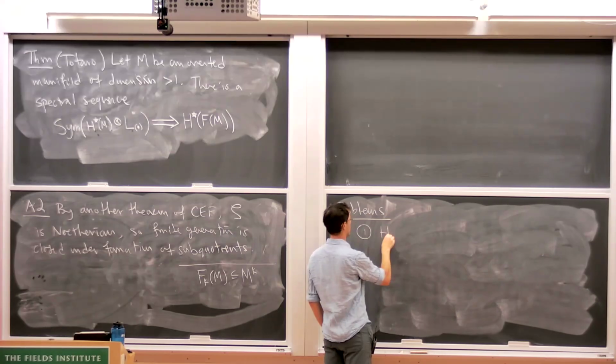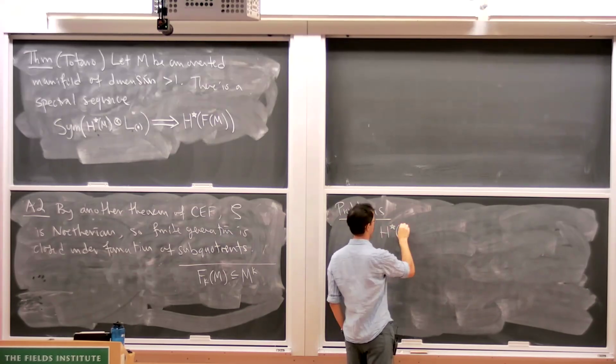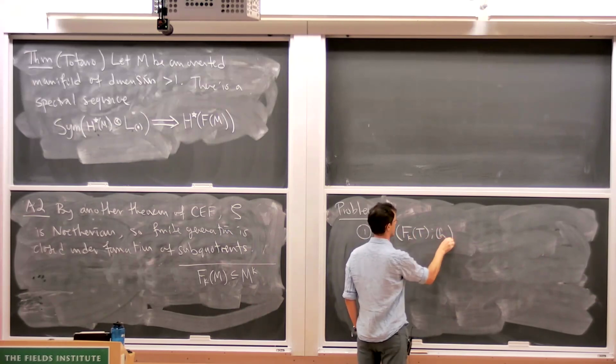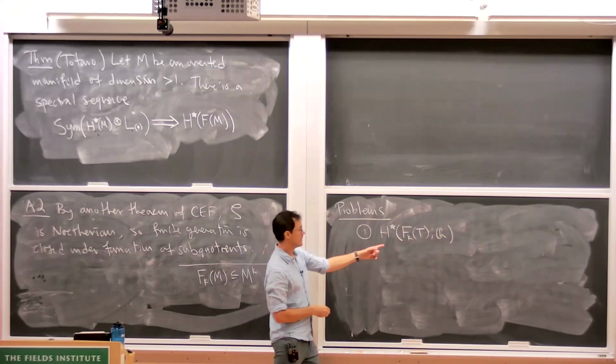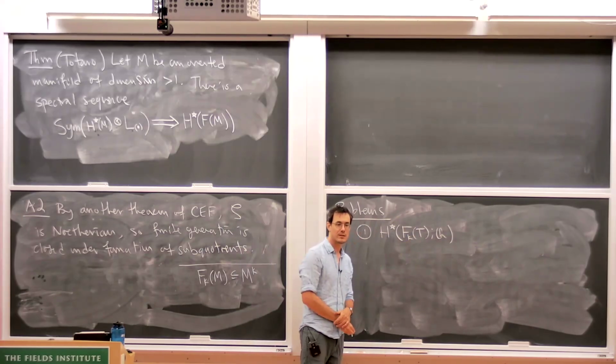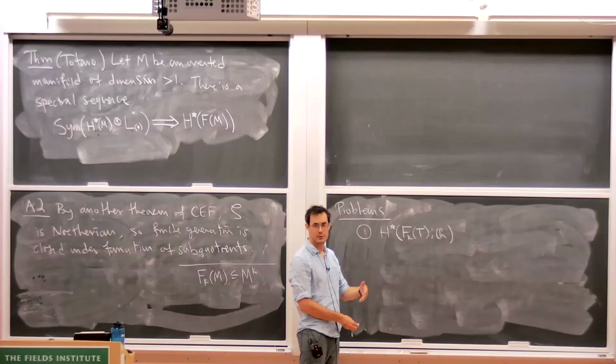If you could tell me the Betti numbers of the ordered configuration spaces of the torus, I would love to know that. We didn't know the Betti numbers of the unordered configuration spaces of the torus until I calculated them now like a million years ago. But anyway.